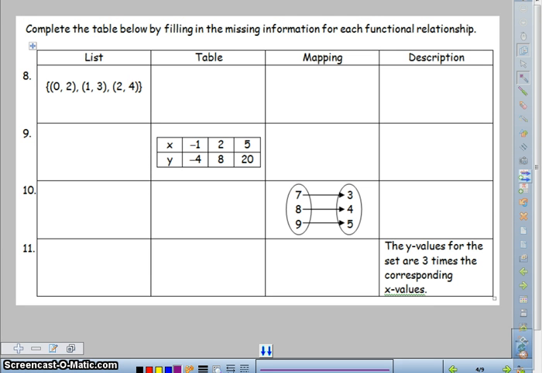Now for a table. What I'd like for you to do, go ahead and complete this table, and then I'm going to have it completed when you come back and we can check our answers. All right, go ahead. Pause now.